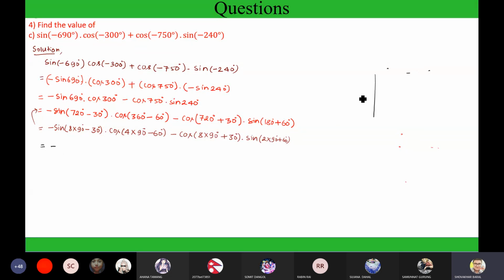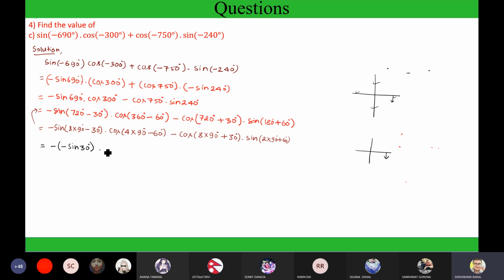So 8 into 90 means, let's count the 90s: 1, 2, 3, 4, 5, 6, 7, 8, and minus. It means the angle will be in the fourth quadrant. In the fourth quadrant, sine is negative. So sine of 30 degree times cos 4 into 90: 1, 2, 3, 4. 4 into 90 minus 60.